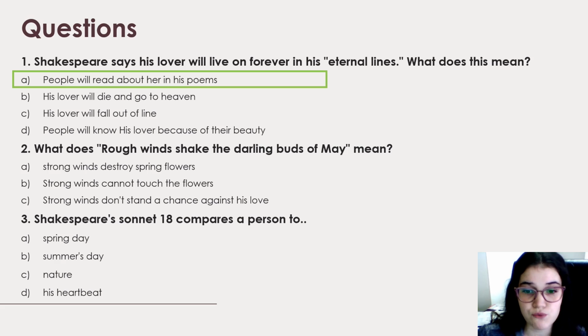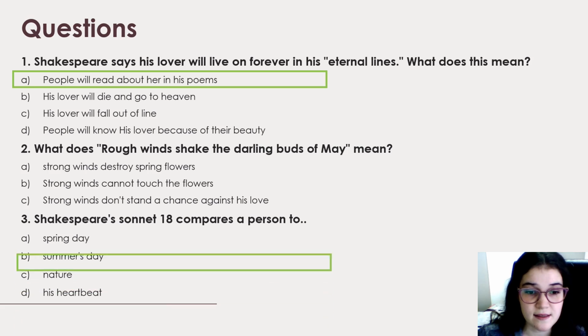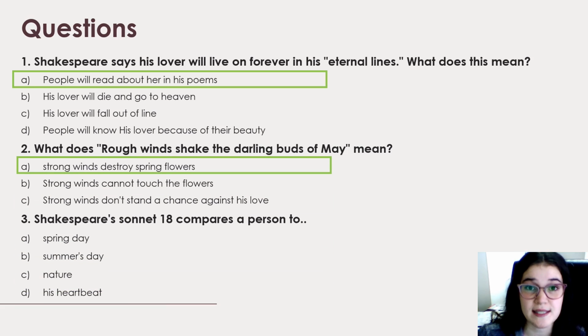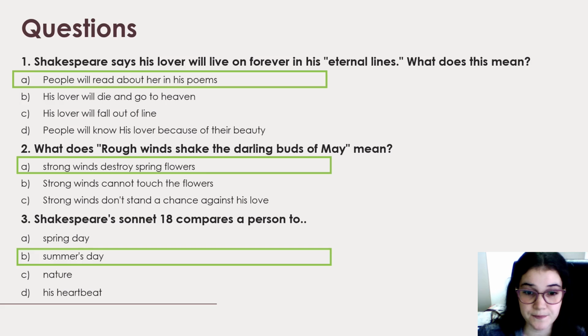Number 2, what does rough winds shake the darling buds of May mean? A, strong winds destroy spring flowers. B, strong winds cannot touch the flowers. Or C, strong winds don't stand a chance against his love. The answer is A, strong winds destroy spring flowers. Number 3, Shakespeare's Sonnet 18 compares a person to A, spring day, B, a summer's day, C, nature, or D, his heartbeat. Obviously, it is summer's day, which is B.